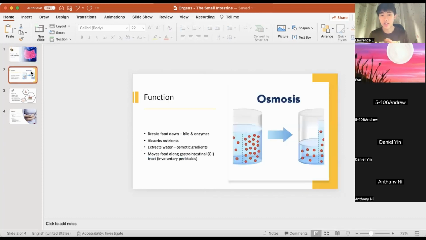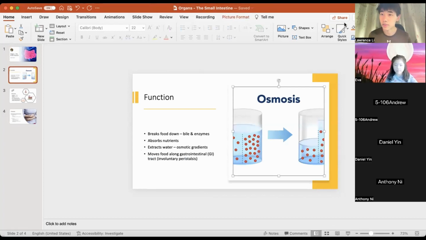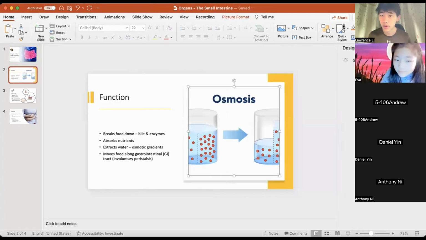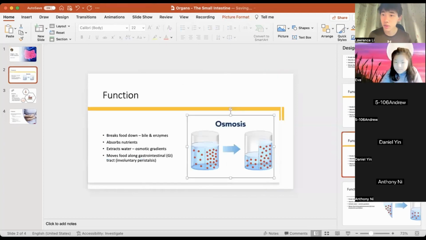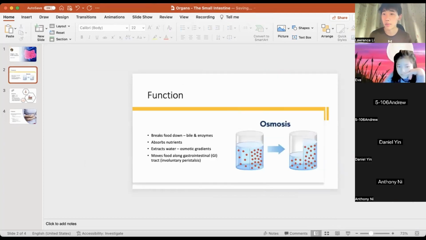But let's get on to the actual content, shall we? Oh, this picture didn't come out well. Hold on. This is not what I wanted this picture to do. But while I'm fixing that, does anyone want to tell me a little something about what they know about the small intestine? Yes, Eva.